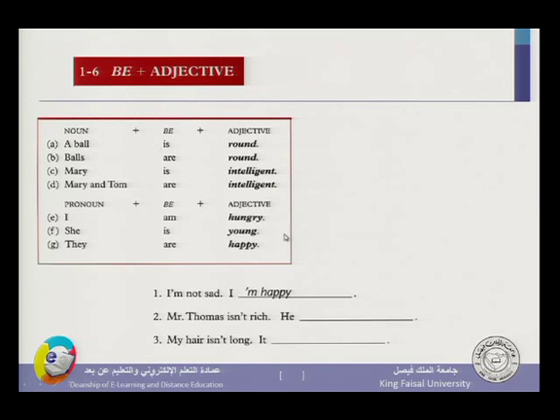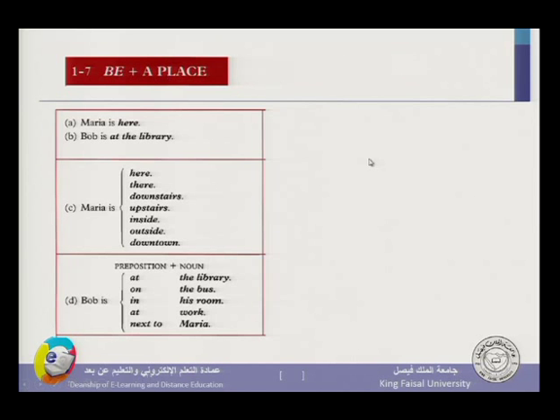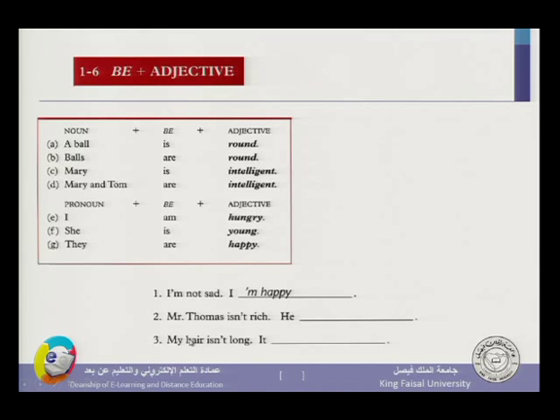We place the adjective after it. So if I say I'm not sad, this means I am happy. I am happy. See? Verb to be and then an adjective. Right? Mr. Thomas isn't rich. He is, the opposite of rich, he is poor. Mr. Thomas isn't rich, he is poor.